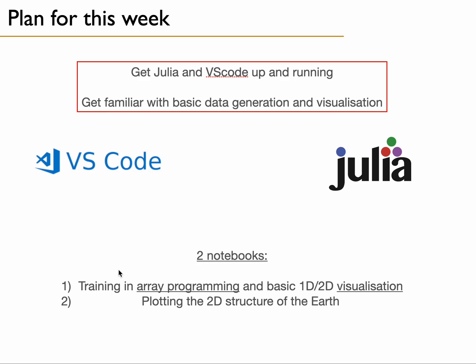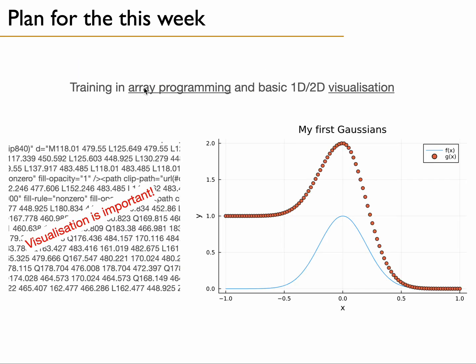One will consist in training in array programming and basic 1D and 2D visualization. The second notebook will be a bit more practical. We will plot the 2D structure of the Earth using the tools we learned in the first notebook. In training array programming, you will quickly realize that you need visualization, even if we only look at a 1D exercise here. The aim will be to learn how to create a simple plot, but also using scatter plots and plotting several lines on the same diagram. That's one important thing to do.